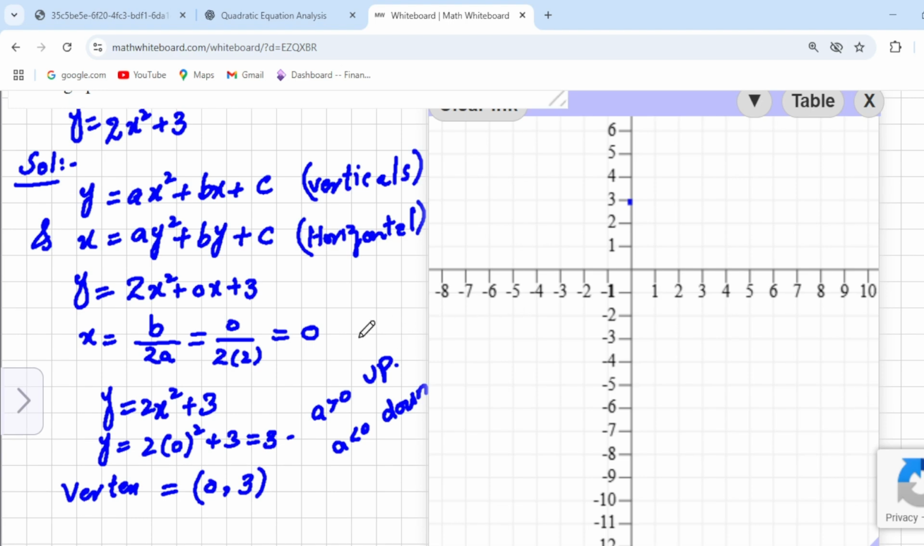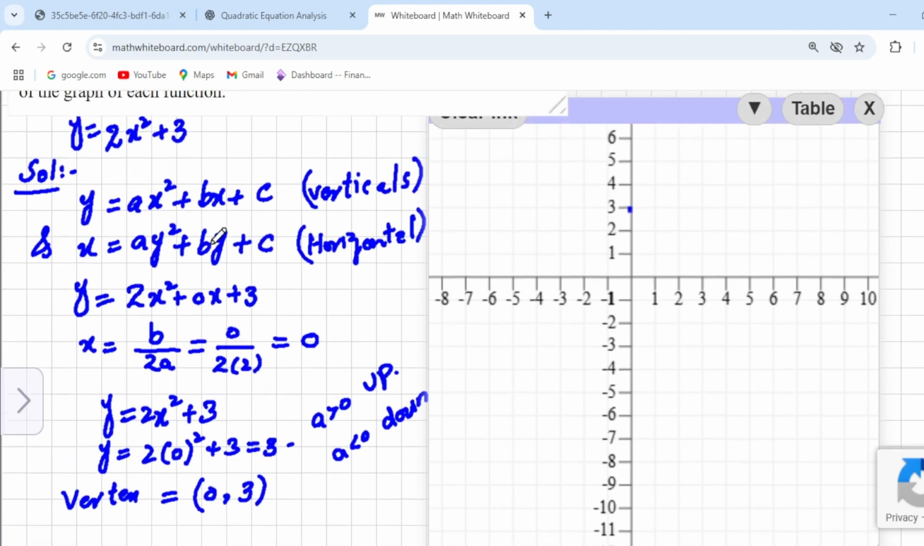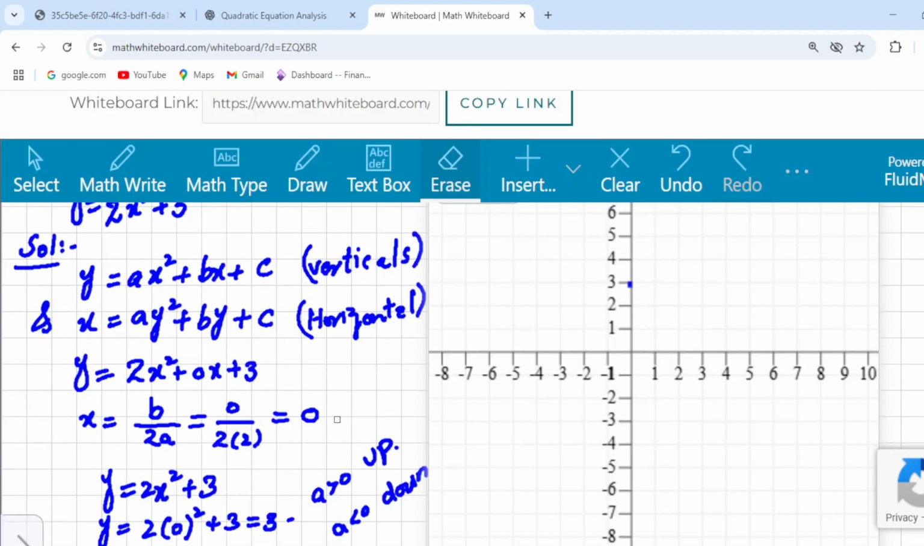So it will, because a is equal to 2, so a is greater than 0, it will open upward. So this is the vertex (0, 3). So we have to find some other points to draw the graph of the equation. For this we will put some values of x. For example, here x equal to 0 is the axis of symmetry.